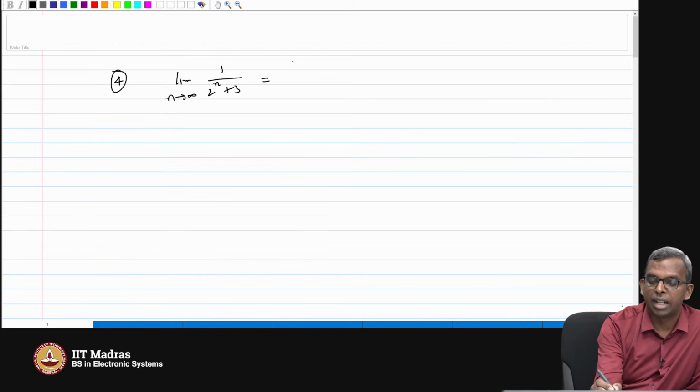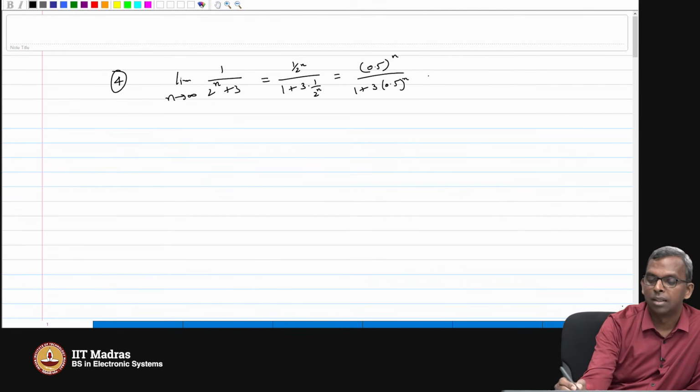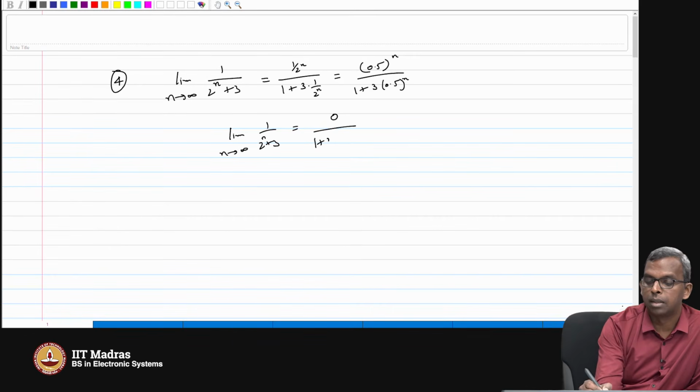So here is one way of writing it down. So this is 1 by 2 power n. I'm going to divide numerator and denominator by 2 power n. Notice how I've done that. The reason is, once I do it, I see that I will be in familiar territory with respect to limits. Okay. So now I can push my limits. So if I do the limit here, the limit as n tending to infinity of 1 by 2 power n plus 3 is going to be simply 0 by 1 plus 3 into 0, and that is just 0, right?